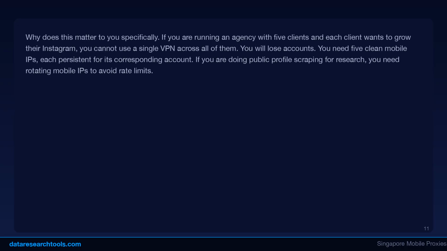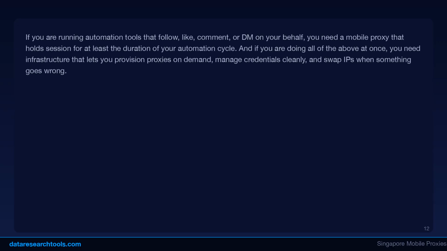If you are running an agency with 5 clients and each client wants to grow their Instagram, you cannot use a single VPN across all of them. You will lose accounts. You need 5 clean mobile IPs, each persistent for its corresponding account. If you are doing public profile scraping for research, you need rotating mobile IPs to avoid rate limits. If you are running automation tools that follow, like, comment, or DM on your behalf, you need a mobile proxy that holds session for at least the duration of your automation cycle.